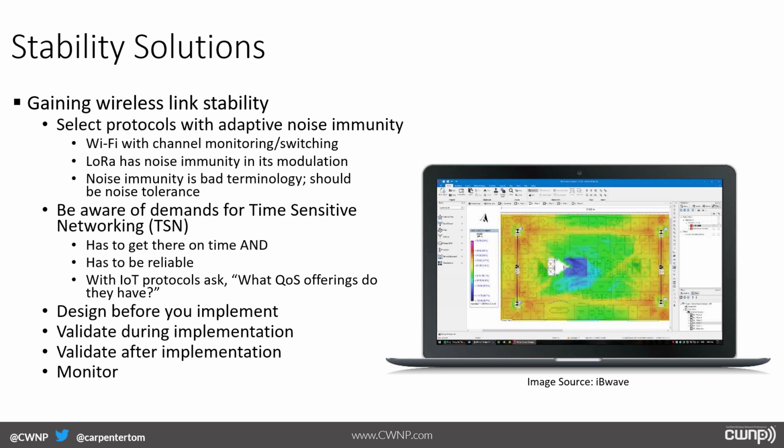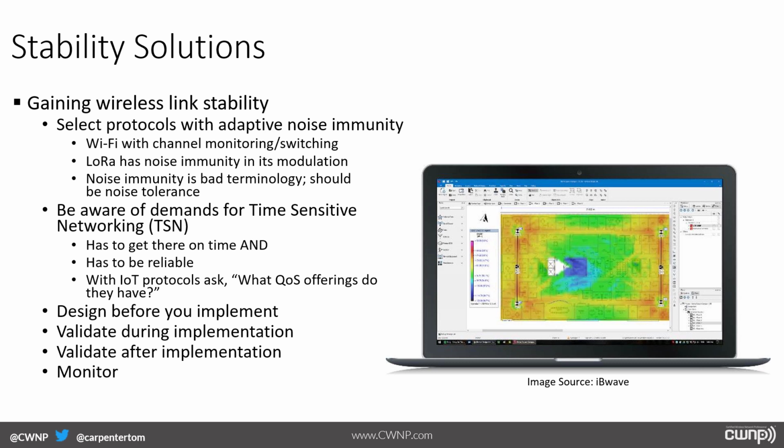Now with IoT protocols, the big thing we're asking is what QoS offerings do they have? So most IoT protocols you won't see time-sensitive networking in the standards documents or in their actual terminology that they use, but you will see QoS, and that's what we're talking about. So we need to make sure that any devices that are time-sensitive, that QoS is configured appropriately for them to be able to function as well as possible. And because some wireless systems QoS is, let's say, more like wired than others, then that might be a big factor in choosing your industrial wireless protocol.